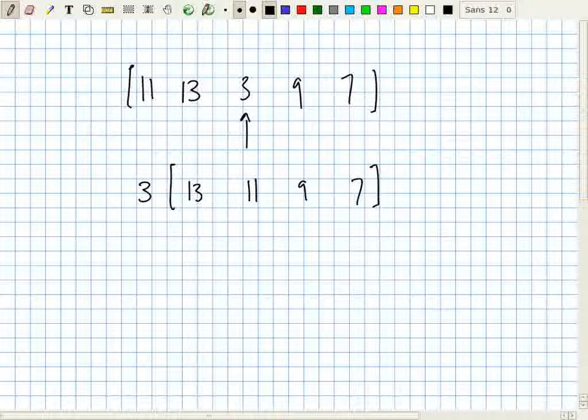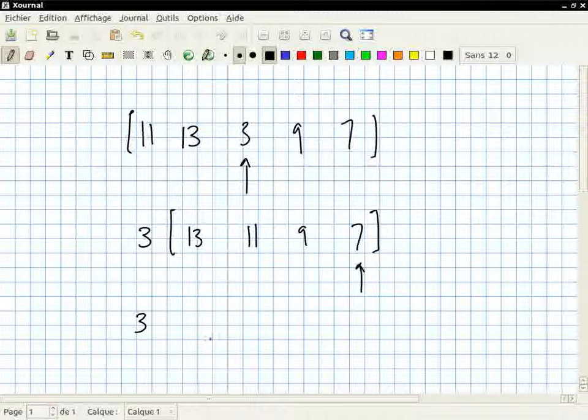So here the smallest one, if you look at it, is going to be the 7. So I'm going to leave the 3 alone. I'm going to swap the 7 and the 13 and leave the other ones alone. So now the first 2 are sorted, and I'll do it again with the last 3.